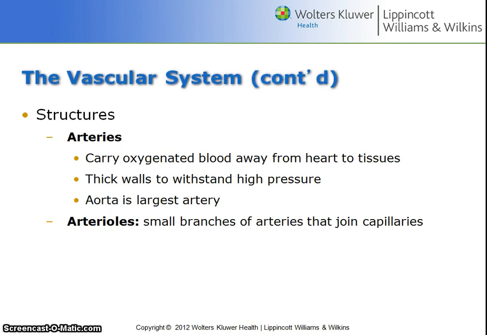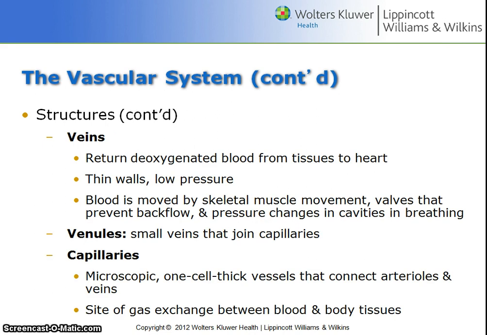Some structures of the vascular system. The arteries. These are the ones that carry the oxygenated blood away from the heart to tissues. The arterioles. These are small branches of arteries that join capillaries. Veins are the structures that return deoxygenated blood from tissues to the heart. Capillaries are the microscopic one-cell thick vessels that connect arterioles and veins.